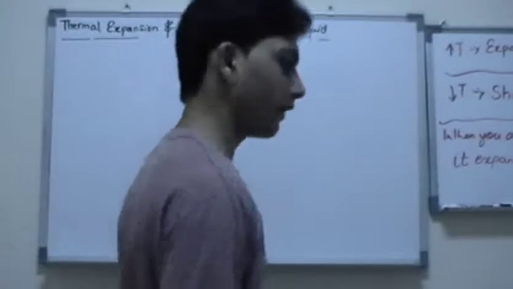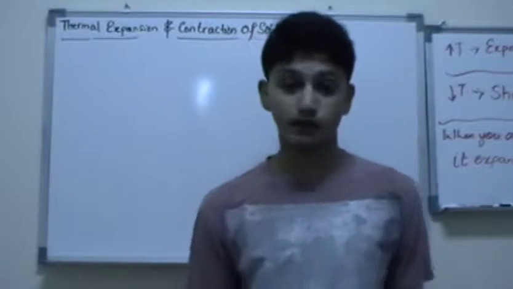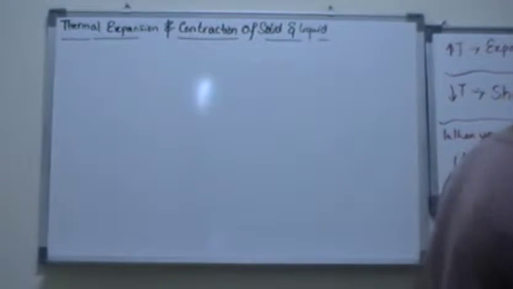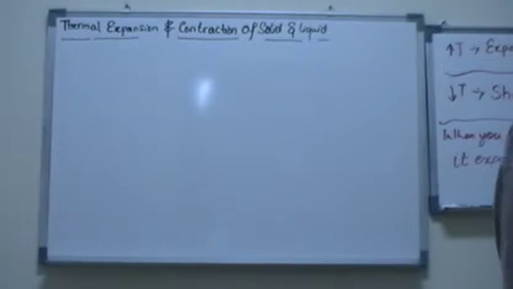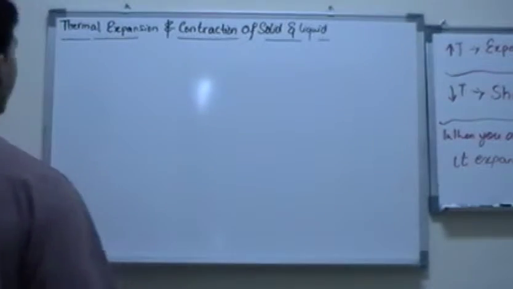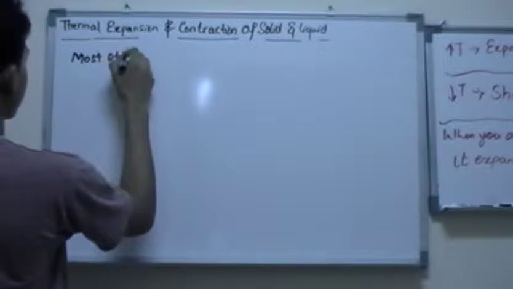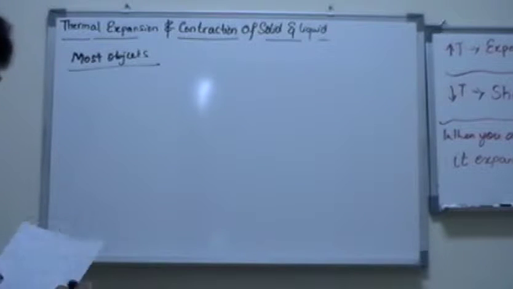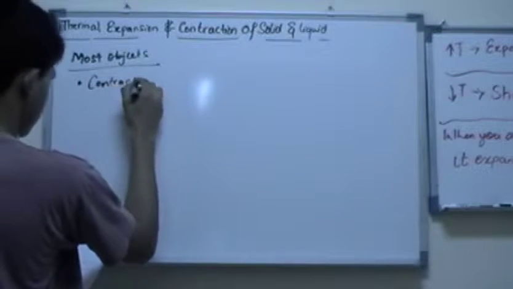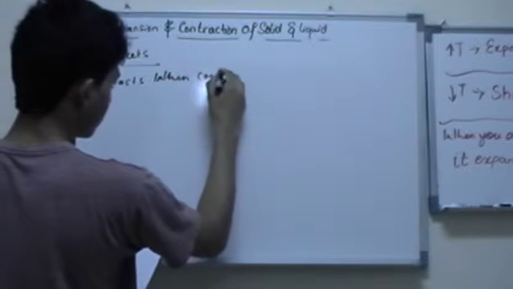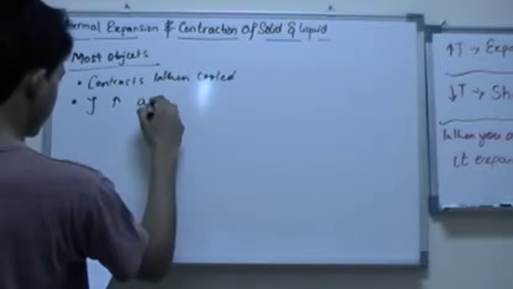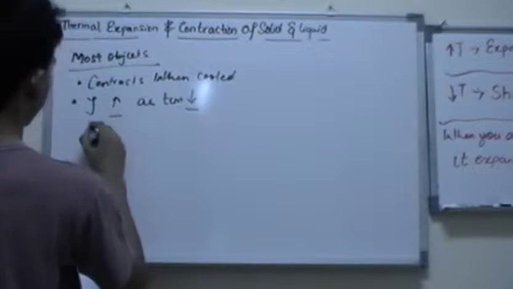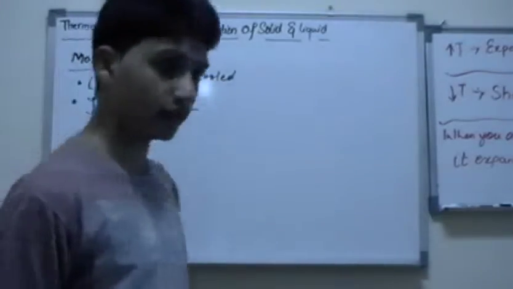We ended our discussion on the topic saying water is weird, right? So let me write these things down to tell you how objects behave. Here I'll be telling you how most objects behave. It contrasts when cooled. Density is higher as temperature is lower. And this symbol over here means rho. We talked about it in our fundamental physics.